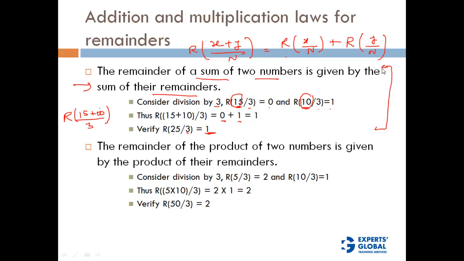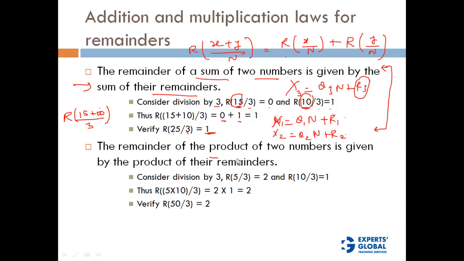I encourage you to try to prove it by simple algebra. The way to do that would be to write original number 1, let's say x1, as some quotient q1 times n plus some remainder r1, and x2 as some quotient q2 times n plus remainder r2. You add them up and divide by n, and you try to get it in the form x3 is equal to q3n plus r3, and you will be able to relate that r3 is equal to r1 plus r2. So I leave it up to you for homework.